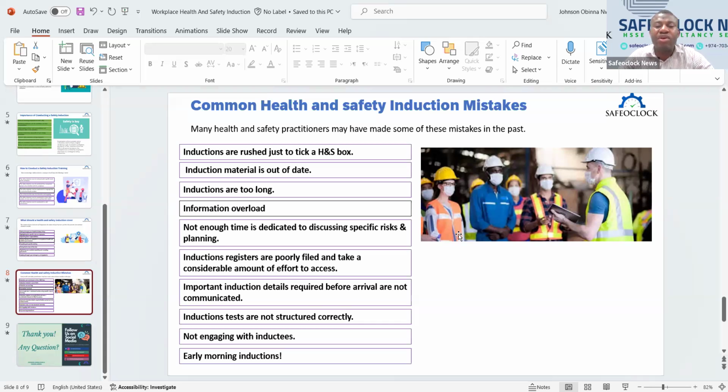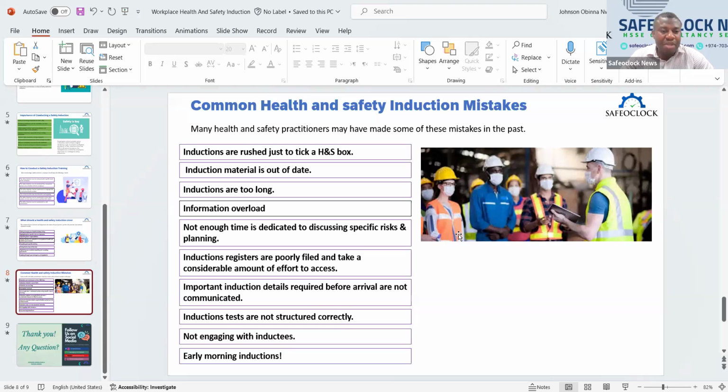Another mistake is having induction early in the morning. In some organizations, they fix their induction for 6 a.m. and immediately at 6 a.m. they start. And some people, maybe due to traffic or some unforeseen circumstances, arrive late, so they miss that induction. That is not to say that you don't stick to your time, but you should fix a time that will be most appropriate, so that people will not miss their induction, or come in halfway when you have finished a particular topic or have already started.